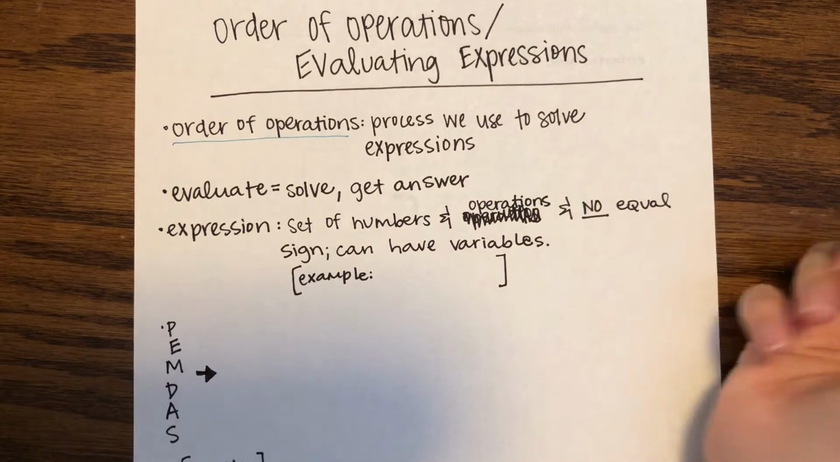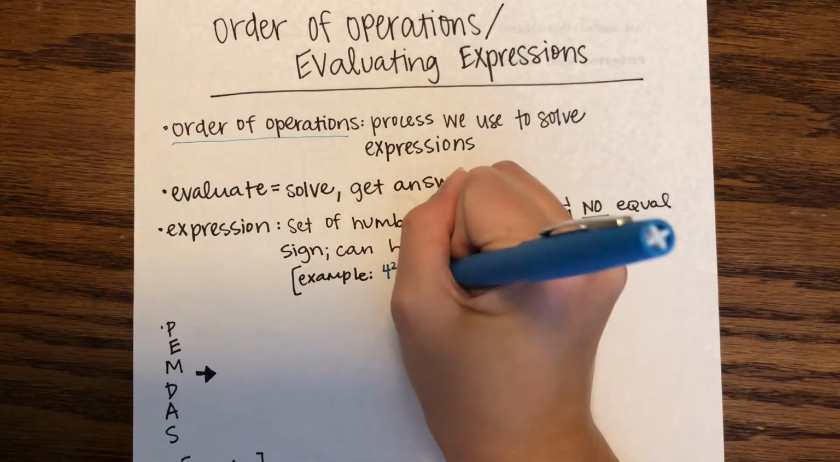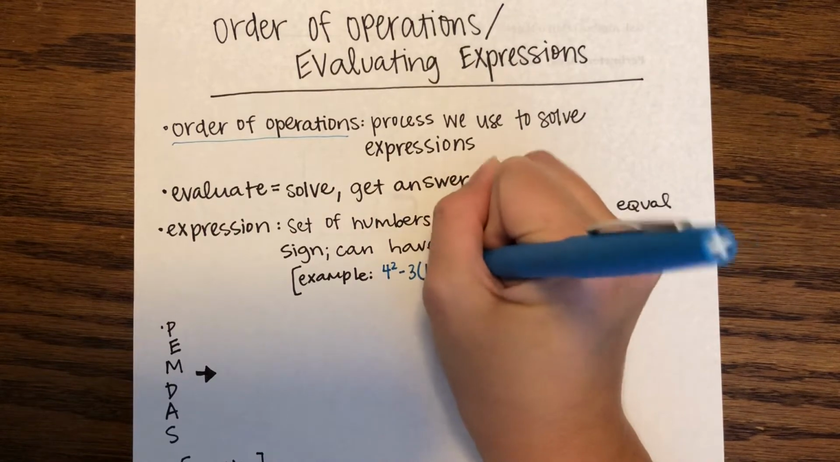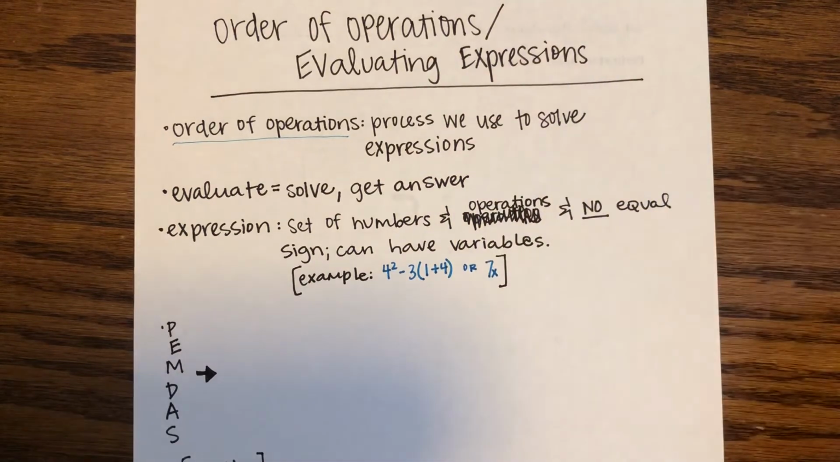An expression is a set of numbers and operations with no equal sign. It can have variables, so we could have 4 squared minus 3 times 1 plus 4. We could have 7x, okay? Those are expressions.